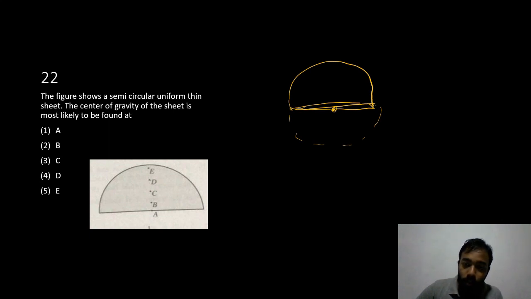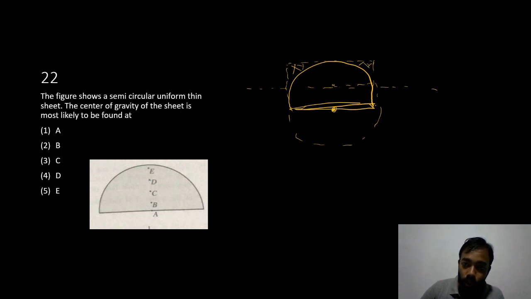But here this is a semicircle. So if you just consider a rectangle like this, the center of gravity should be at the center here. So you can see clearly that some parts of this rectangle are missing.